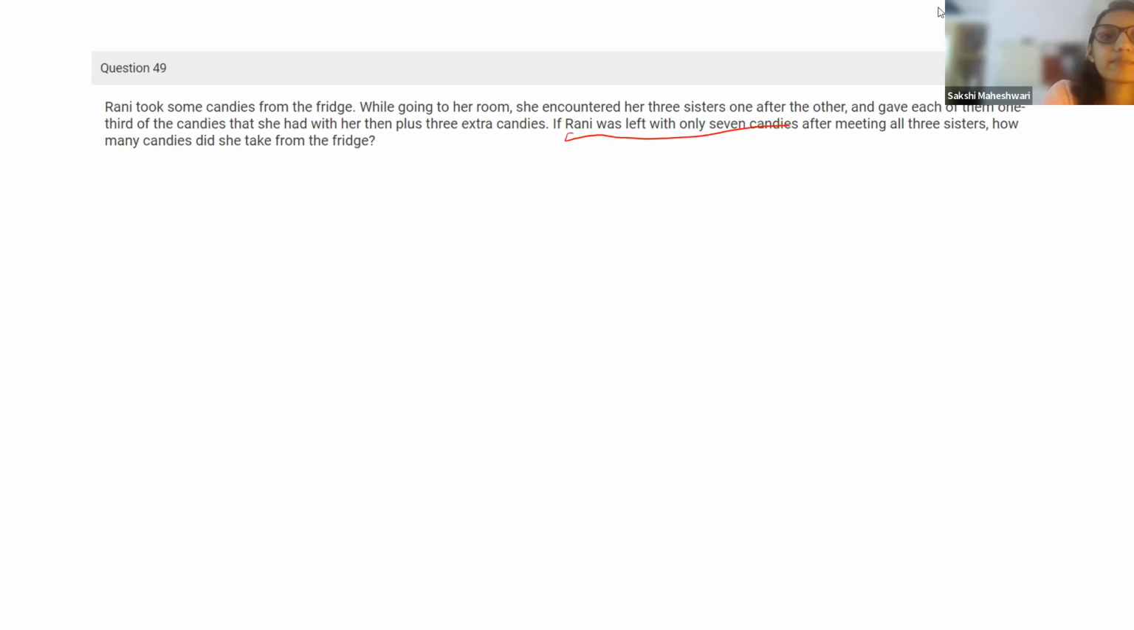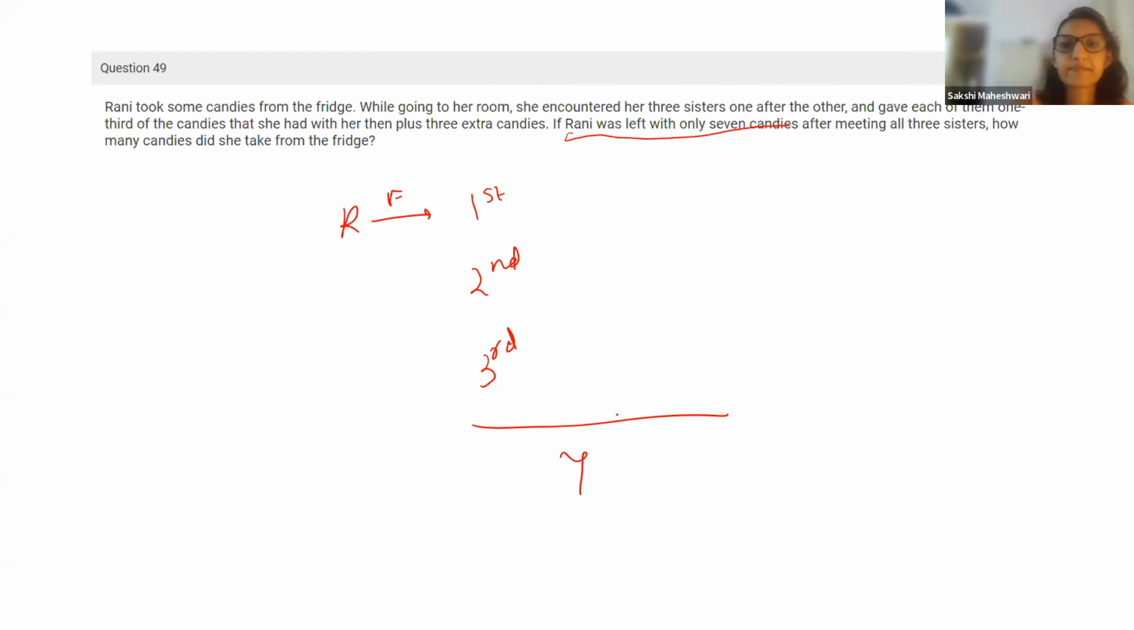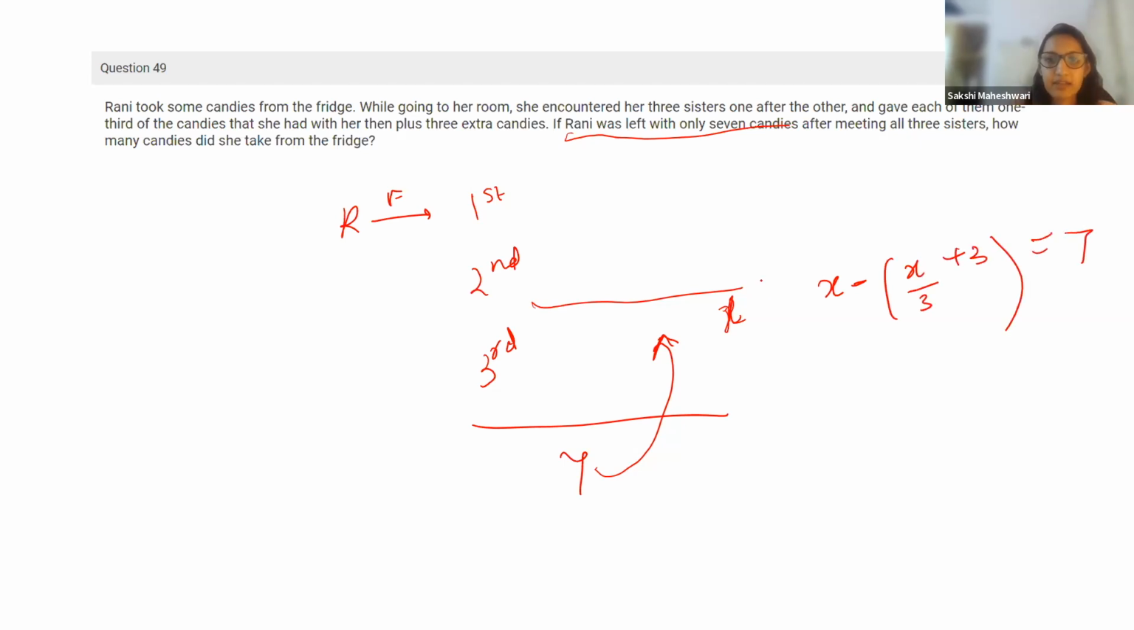Okay. So see, for example, Rani came from here, like from the fridge, she met her sisters, first, then she met second, then she met third, and after that she had 7. Okay. So just think about it. Before that, assume that she had X candies. Out of those X candies, she gave 1/3 plus 3, and this leaves her with 7. Assuming that after meeting her second sister, she was left with X candies, then she gave 1/3 plus 3 to her third sister, and after that she was left with 7 candies.